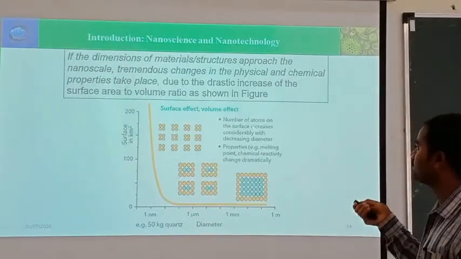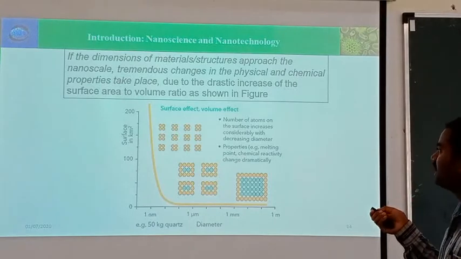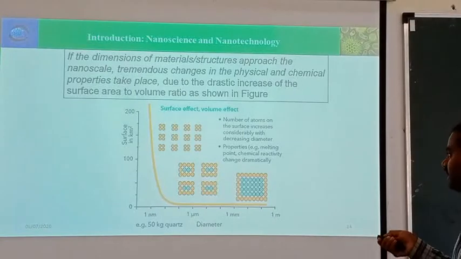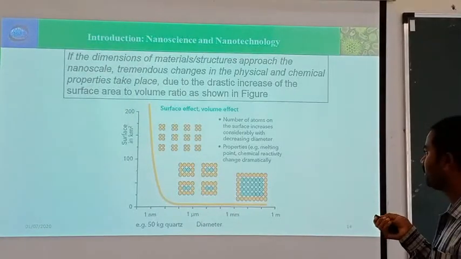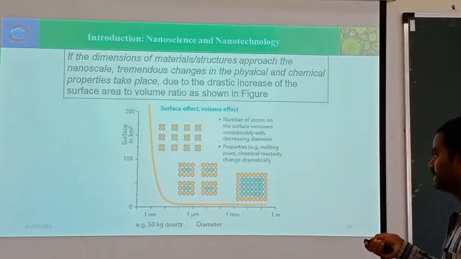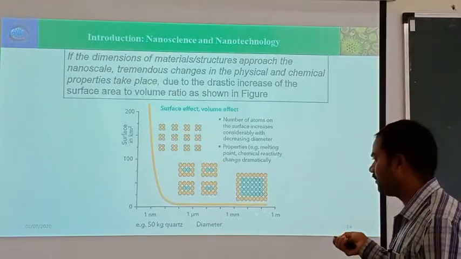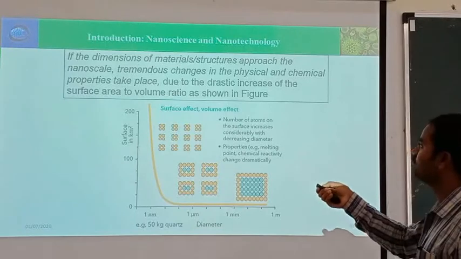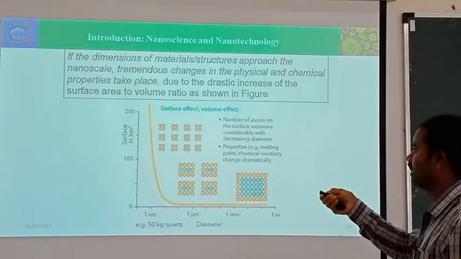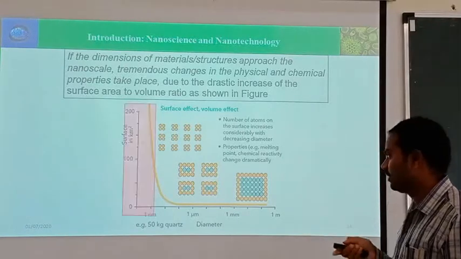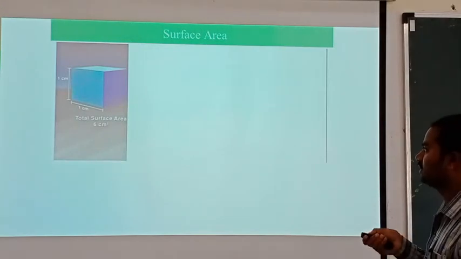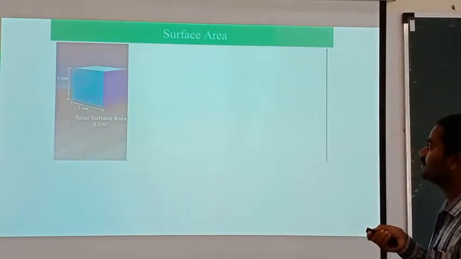That's why the number of atoms on the surface increases considerably with decreasing the diameter of that object or particle. Properties like melting point and chemical reactivity change dramatically with decreasing size. So if we decrease the diameter, you will find the effective surface area increases. That's the surface area to volume ratio increases when you decrease the diameter of that particular nanometric scale material. Now, what is surface area?